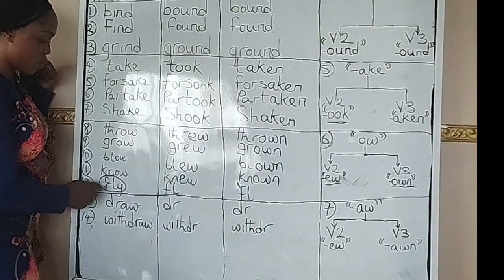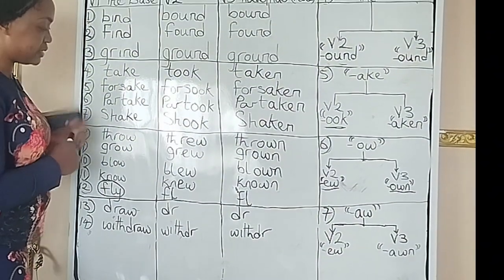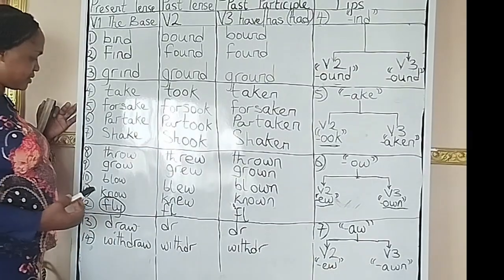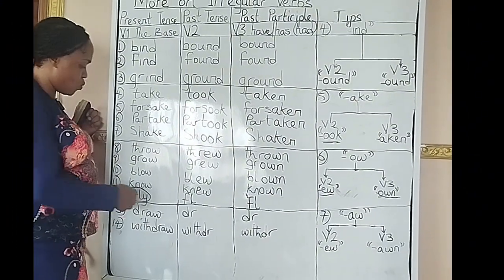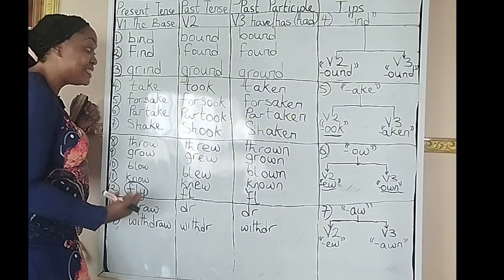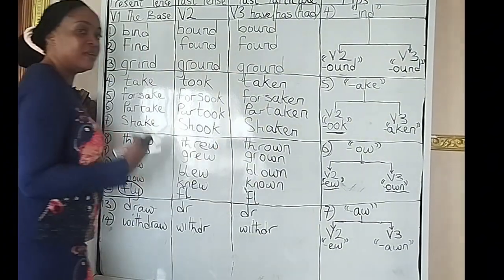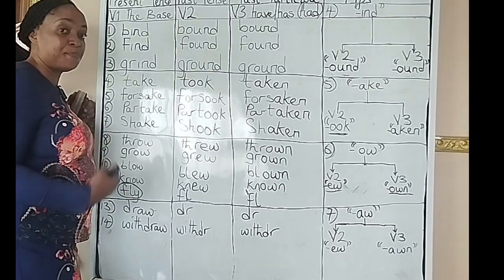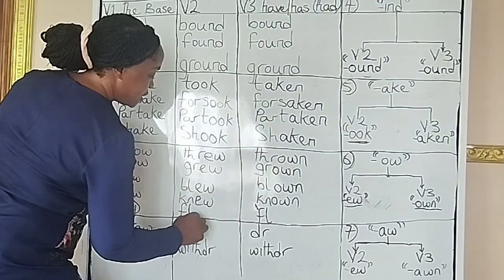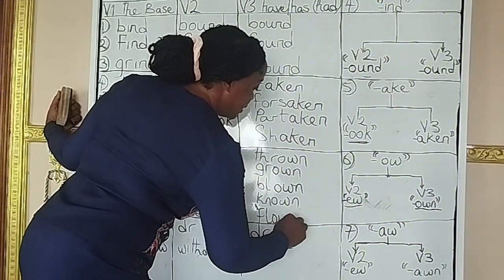And I have another one which I added. When you look at it, we can easily say that this does not fall in place because the ending is not OW. So why did I put it? I put it here because it has the same V2 and V3 form. The past tense and past participle are the same, like these ones. So we say flew, and here becomes flown.